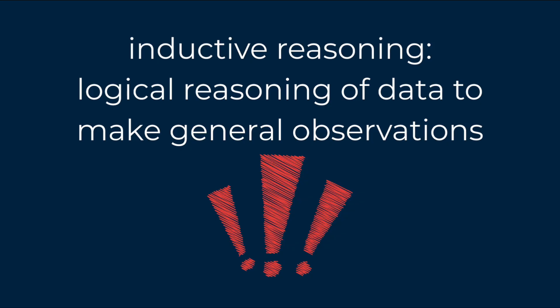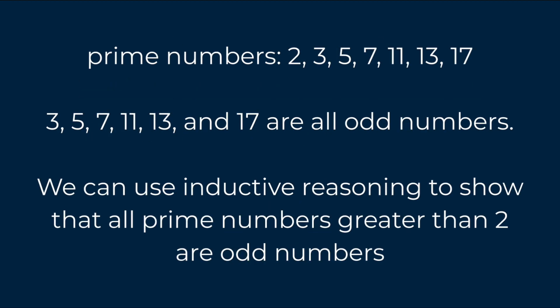For example, prime numbers 2, 3, 5, 7, 11, 13, 17, they're all odd numbers except 2. We have all of these odd numbers, so we can use inductive reasoning. We can use these examples to show that all prime numbers greater than 2 are odd numbers. 3, 5, 7, 11, 13, 17. They're all odd numbers. But did we actually prove it?